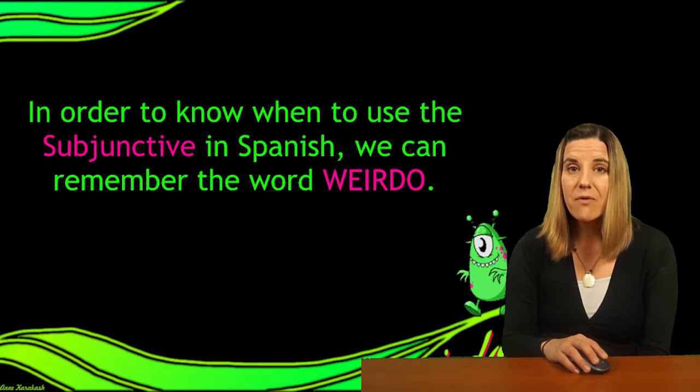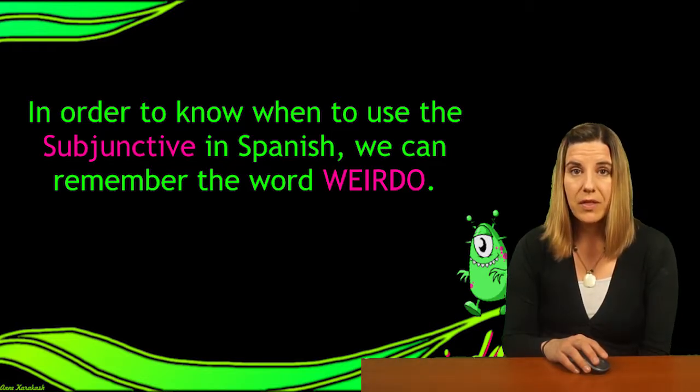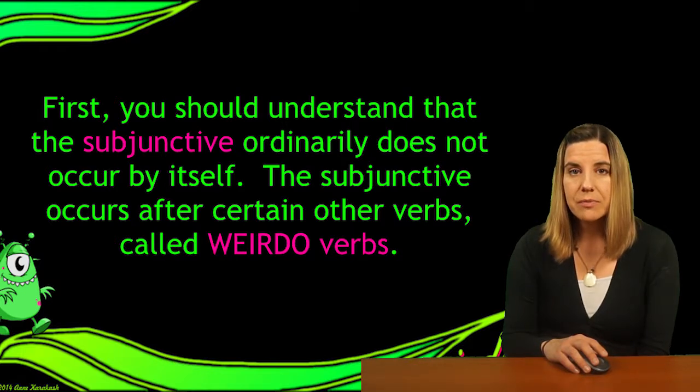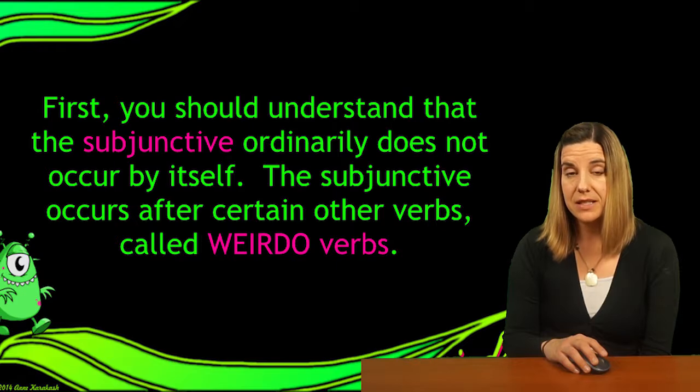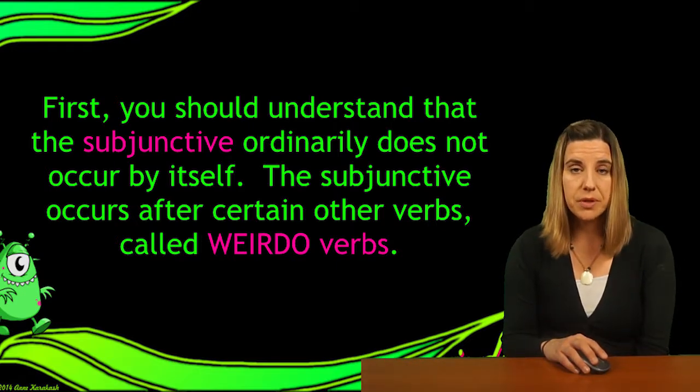So now you know how to form verbs in the present subjunctive. Let's look at the uses of the subjunctive with our acronym WEIRDO. Subjunctive verbs don't just happen by themselves. We need another verb in the sentence that's going to force the verb into the subjunctive mood. Those verbs are called weirdo verbs.